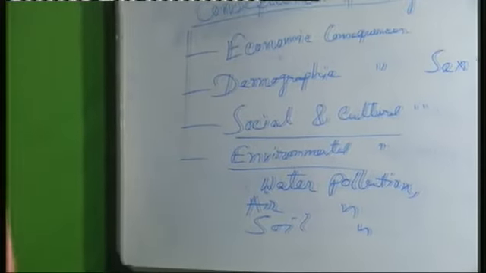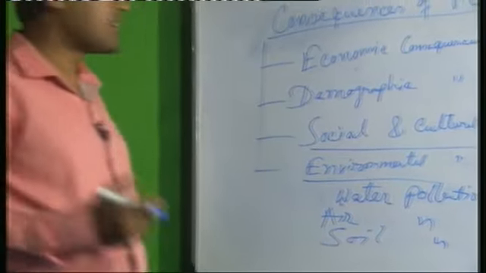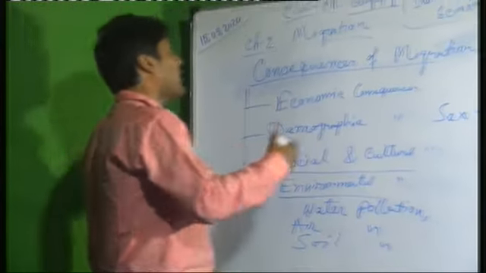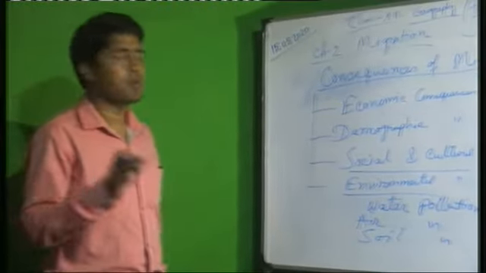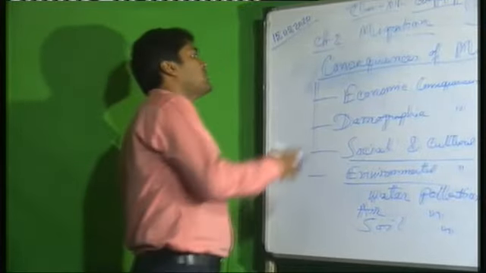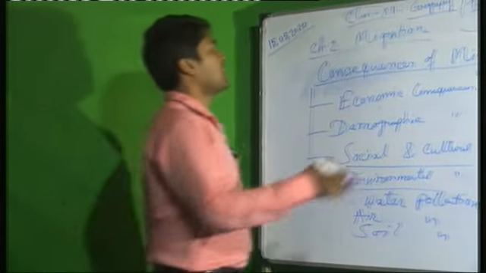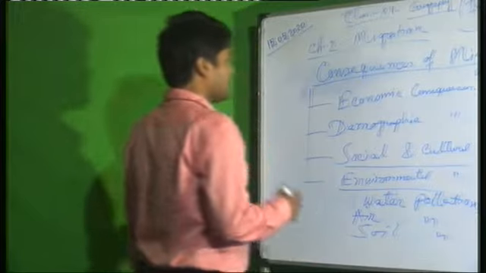So these are the different types of consequences of migration all over the country. Now up to this you will read. This is the last topic of this chapter.